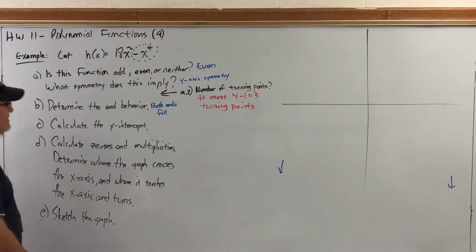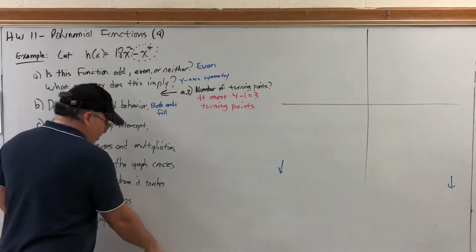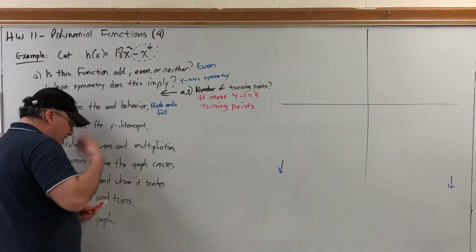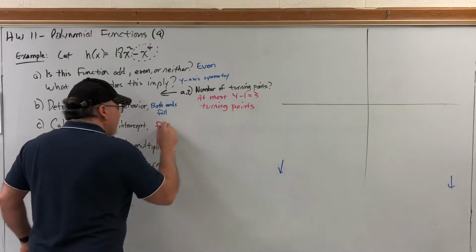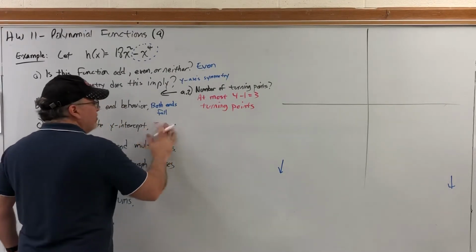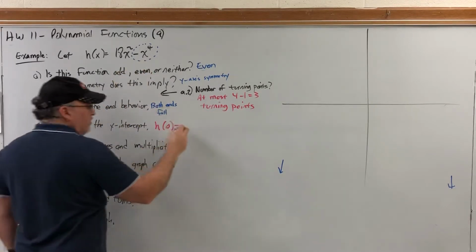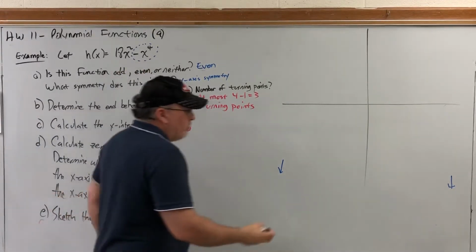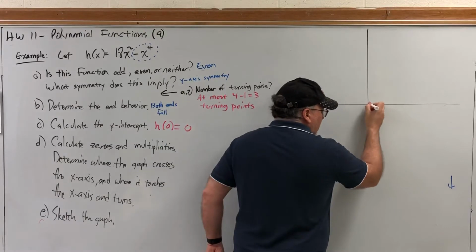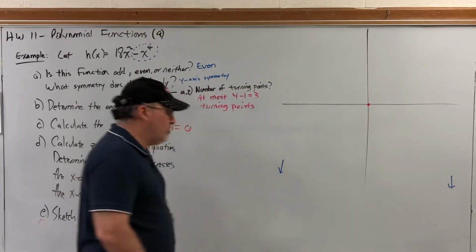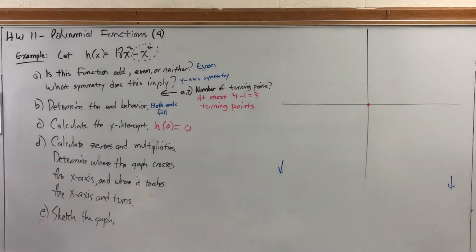Calculating the y-intercept is easy. All we have to do is substitute 0. And if we substitute 0 into this function, h of 0, 0 minus 0 is 0. So we have a y-intercept at 0, which is also an x-intercept. So when we find the x-intercepts, we should expect that 0 is one of them.